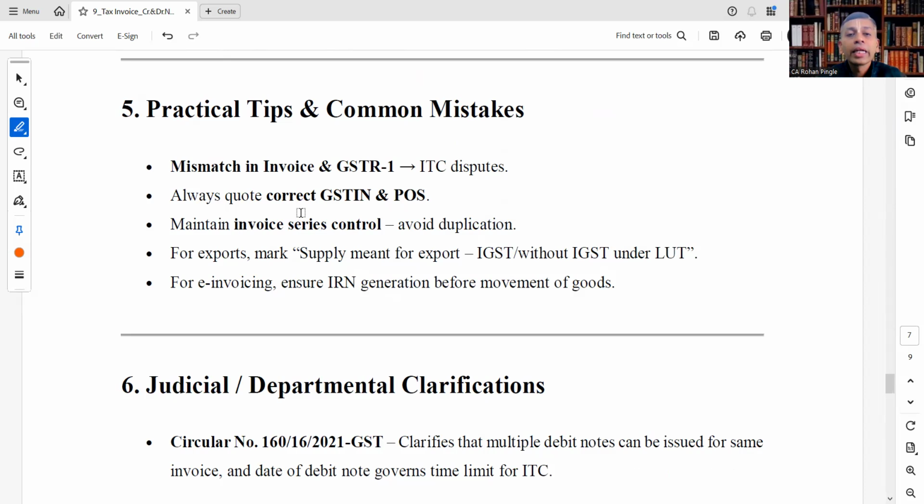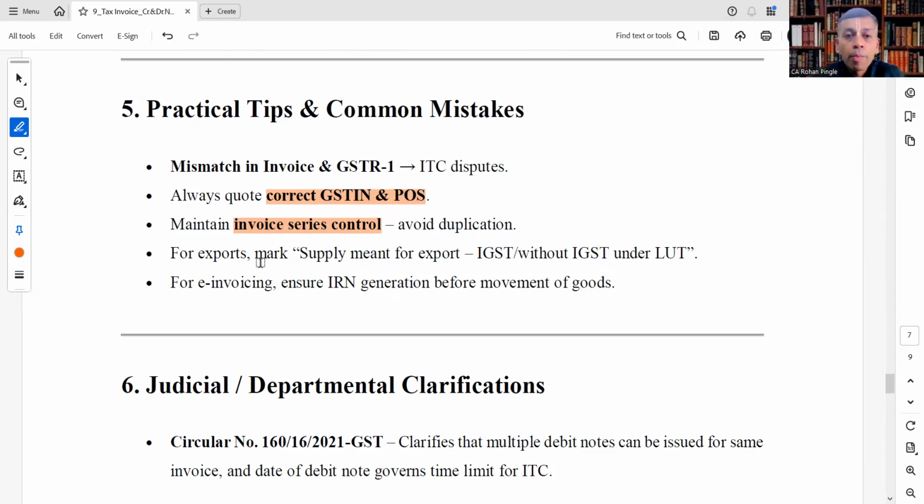Always quote the correct GSTN and place of supply. Means whenever you issue a tax invoice, putting your GSTN number or the recipient's GSTN number, you need to put the correct GSTN and place of supply. And for that, you must have a mechanism to check for any mistakes. Any type of clerical mistake should also be avoided. Maintain invoice series control, that is, avoid duplication. Therefore, the number series also needs to be maintained.